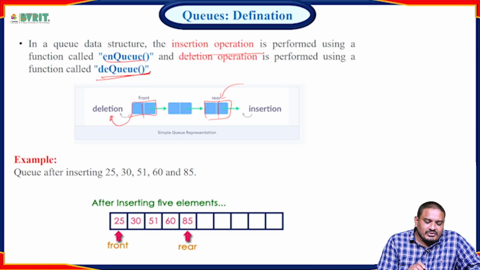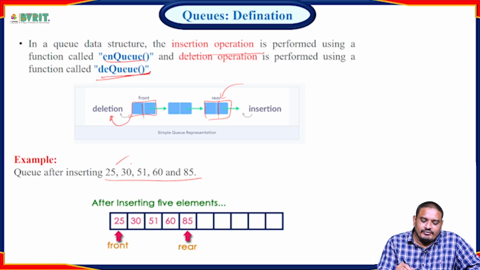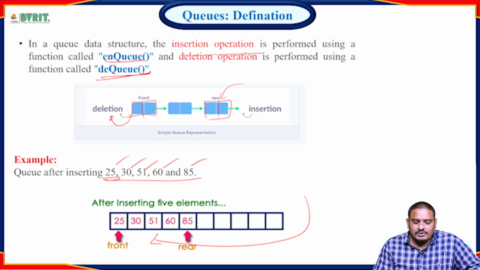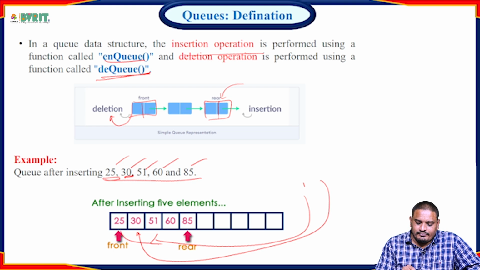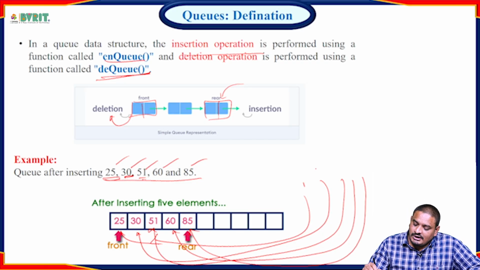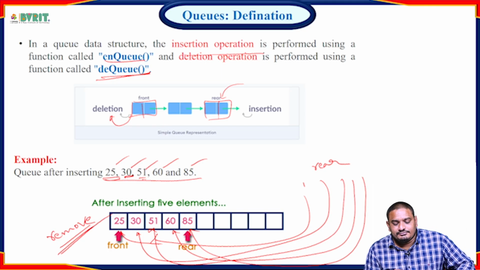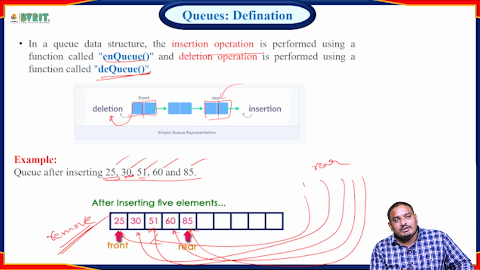See this example. The queue can insert these elements: 25, 30, 51, 60, 81. The first element will be inserted from this side. The second element will be inserted next, then the third element, the fourth element, and the fifth element. That means we insert the elements from this side and remove the elements from the other side. This is the general example of the queues.